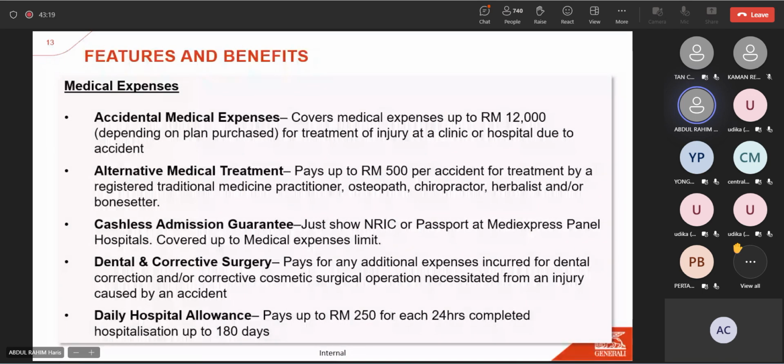The last one on the list here is daily hospital allowance. Basically, this pays 200 ringgit for each 24 hours that the insured is hospitalized due to an accident, up to 180 days.